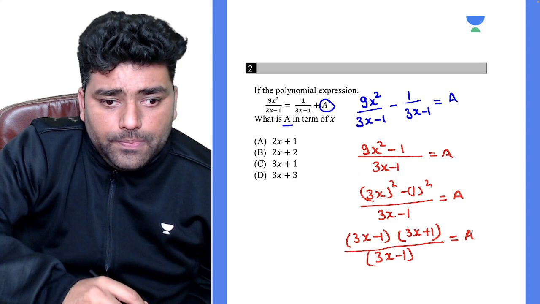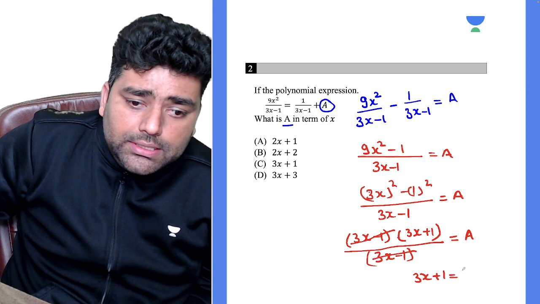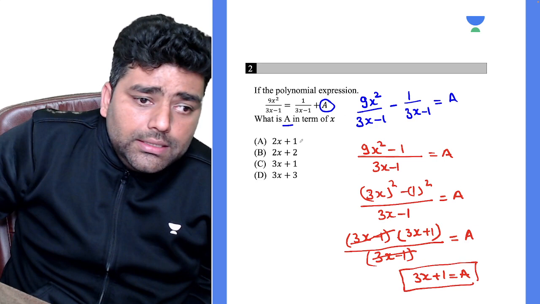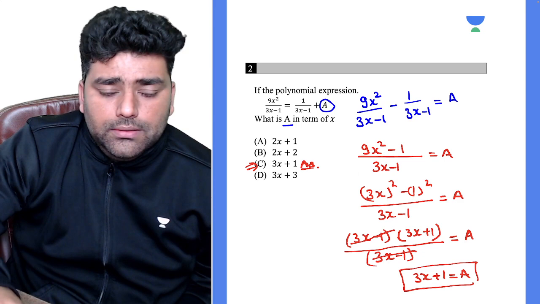Right, guys? Now you can cancel out because they are in multiplication. So this cancels out by this. What is left? Left is 3x plus 1 is equal to a. Do we have this in the answer choices? Because we need to find the value of a only. Yes, we have, that is C. That's the answer. Okay, guys, please check this quickly, 30 seconds.